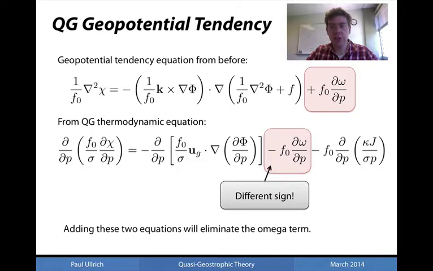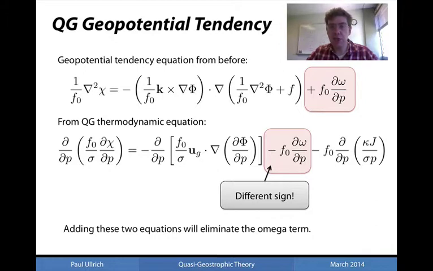So the geopotential tendency equation from before appears like this first line. From the thermodynamic equation, we have this second line. In particular, observe that these two terms have opposite sign, but similar character associated with them. And in particular, note that the only independent variable that appears in the thermodynamic equation is the geopotential, assuming that J is prescribed.